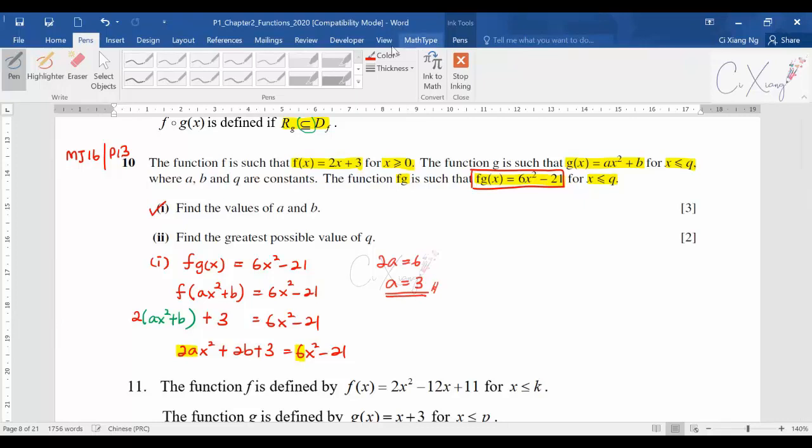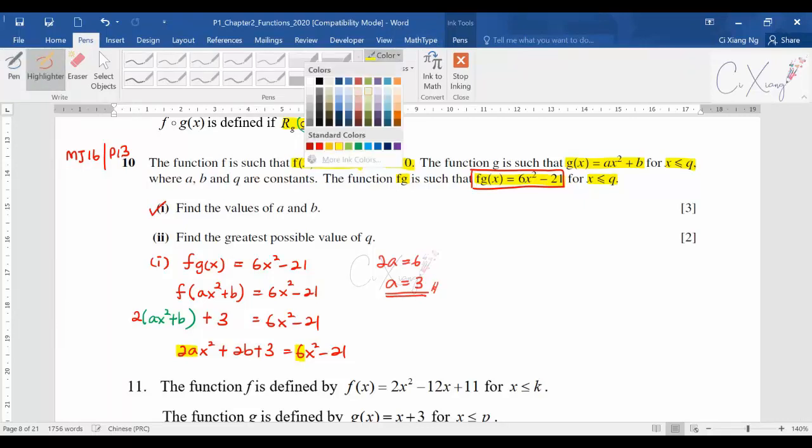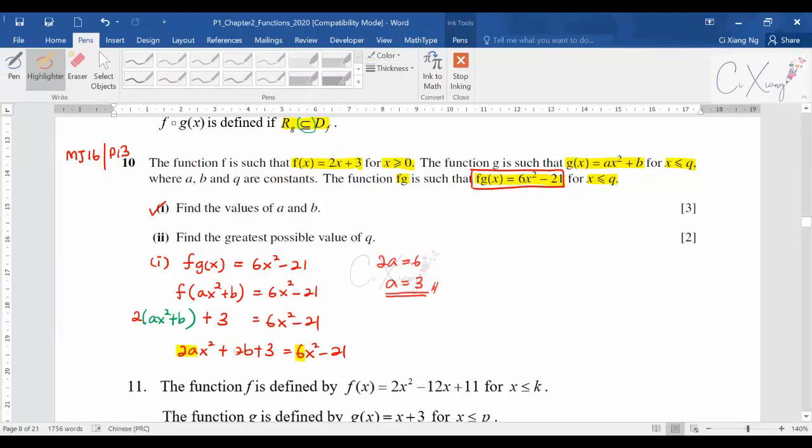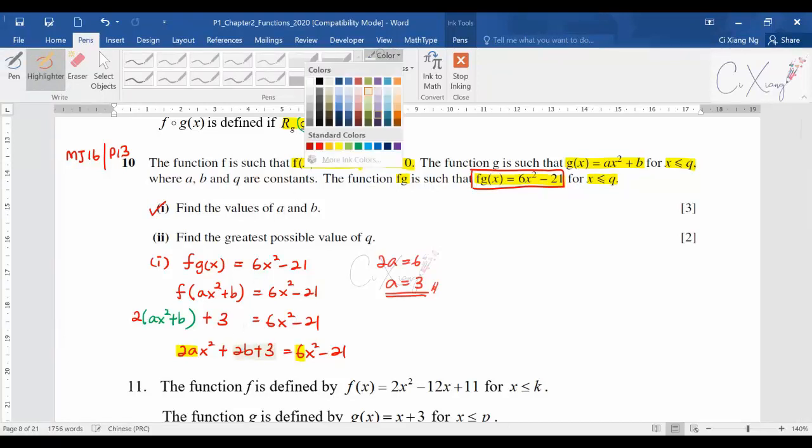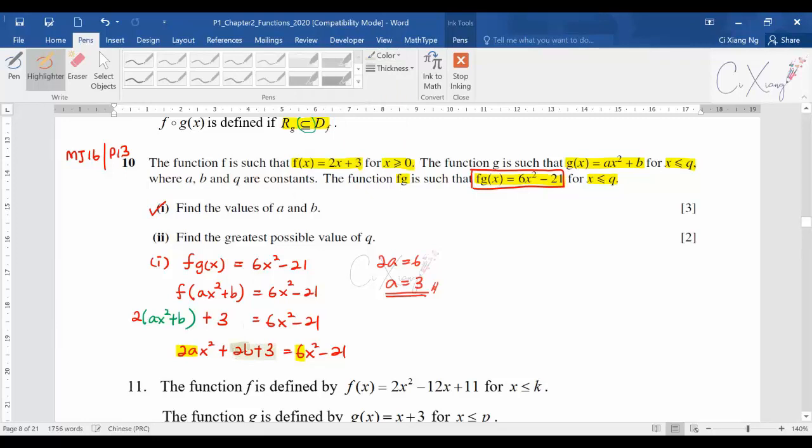All right. Okay. Then next, you can compare the constant term with the constant term. So if you look at 2b plus 3, I hope you can see this 2b plus 3, you can compare it with negative 21. So 2b plus 3 is equal to negative 21. 2b is equal to negative 24, and therefore b is negative 12.